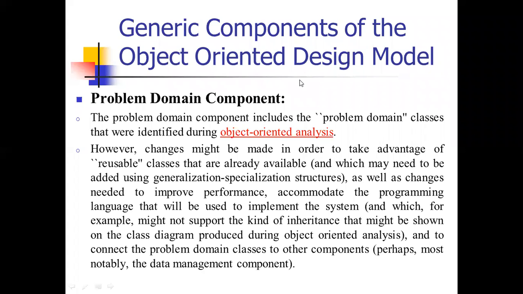The first generic component of the object oriented design model is the problem domain component. The problem domain component includes the problem domain classes that were identified during object oriented analysis. This is the component or subsystem that achieves the customer requirements. Depending on the customer requirements, the design knows the problem exactly, that is, the problem definition based on the requirements.